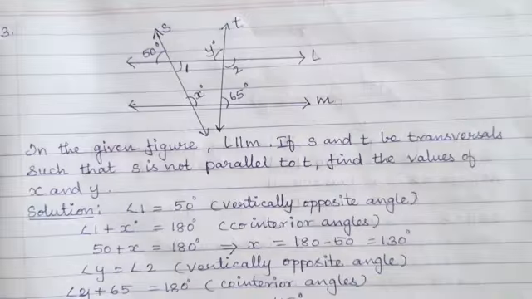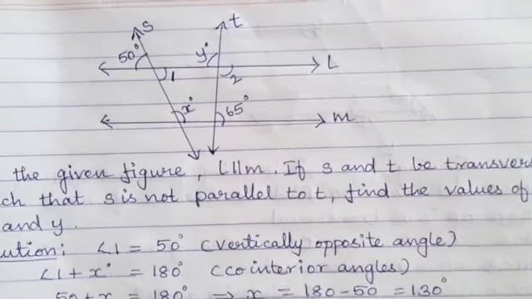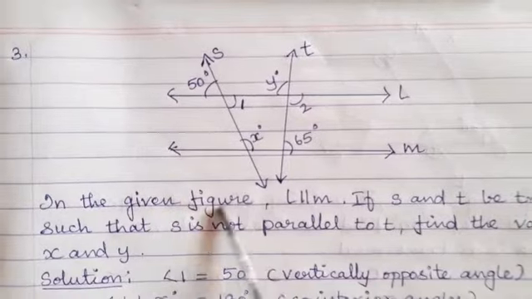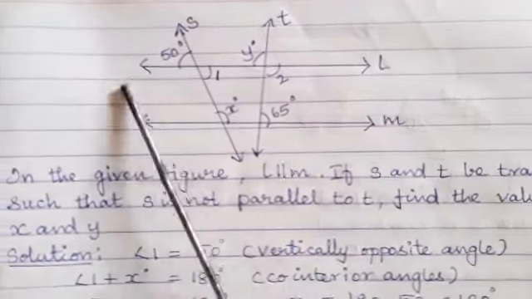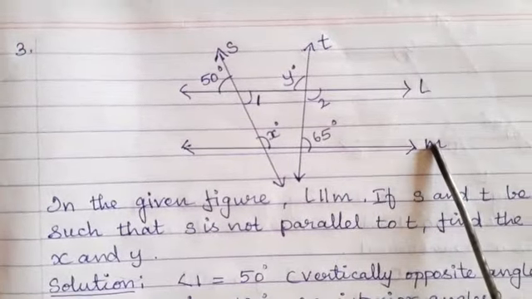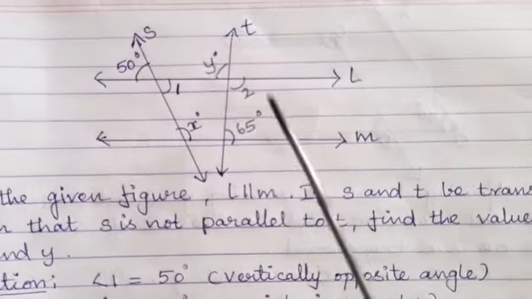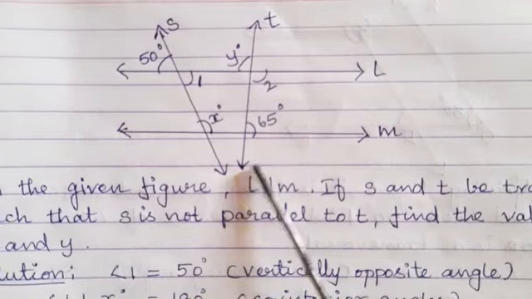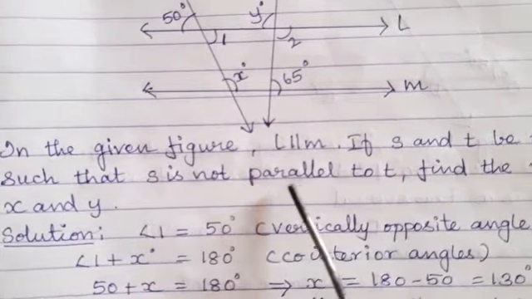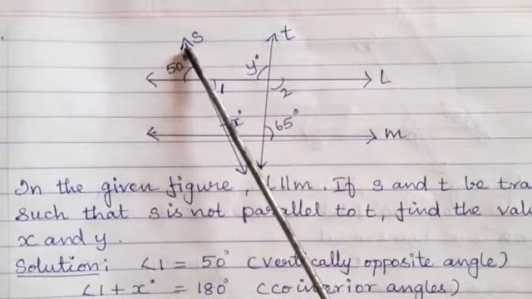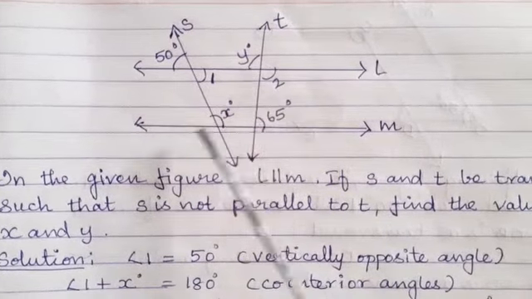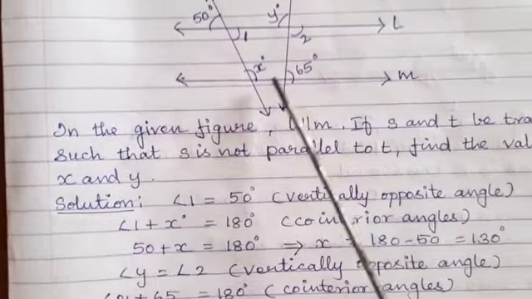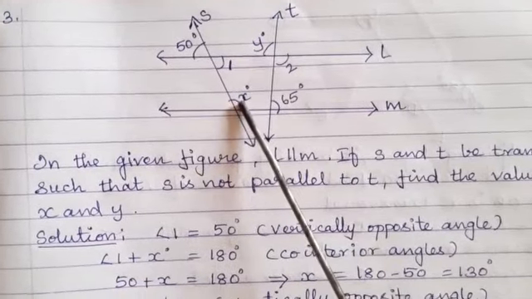So now move on to the next question, number 3. In the given figure, again L and M are parallel lines. S and T are transversals, S is one transversal, T is the other transversal, such that S is not parallel to T. So the transversals S and T are not parallel. Find the values of X and Y. In the figure X and Y are given, you have to find them out.